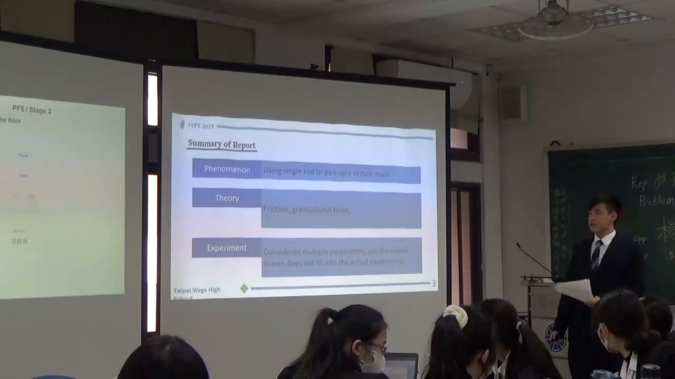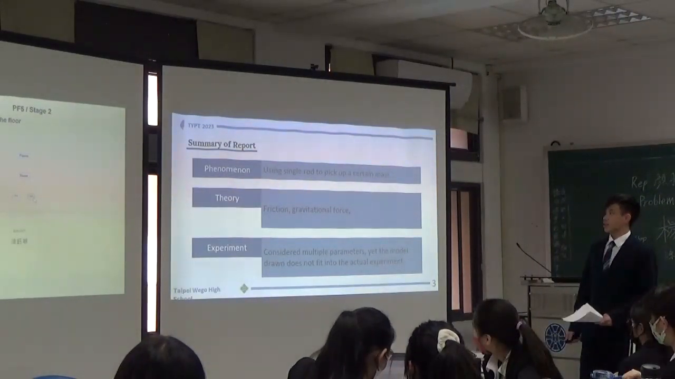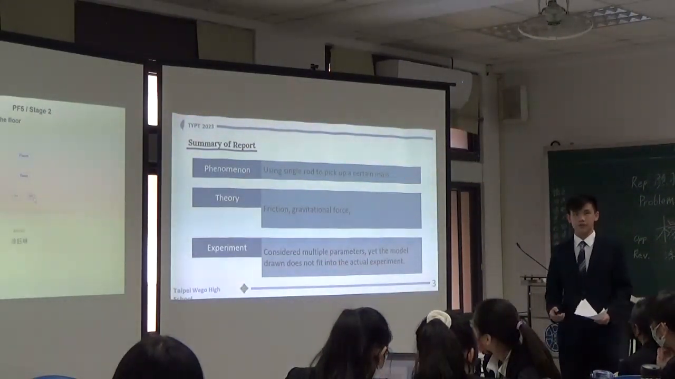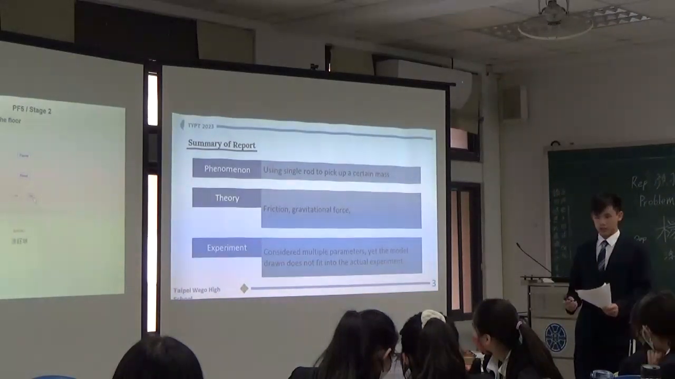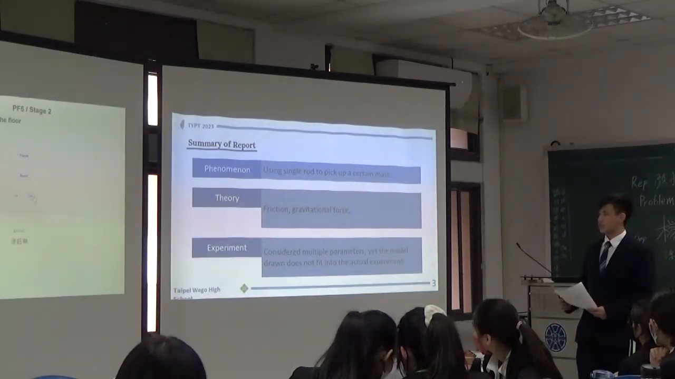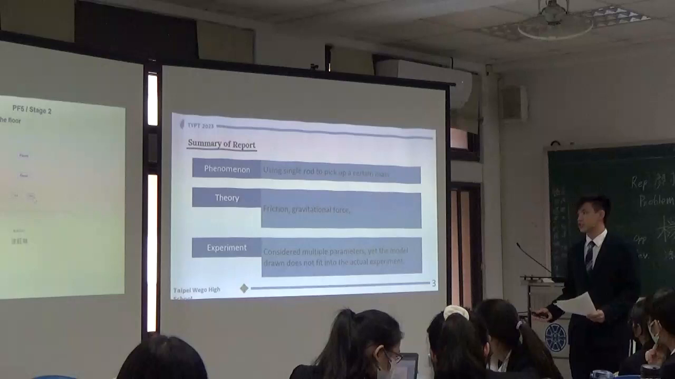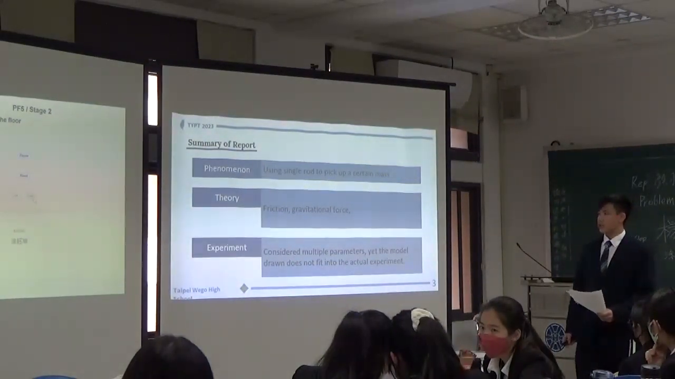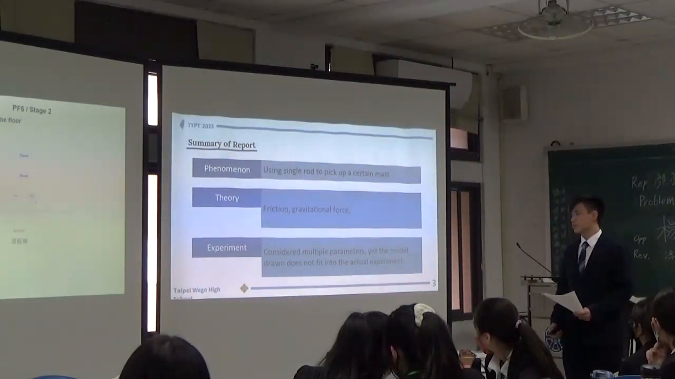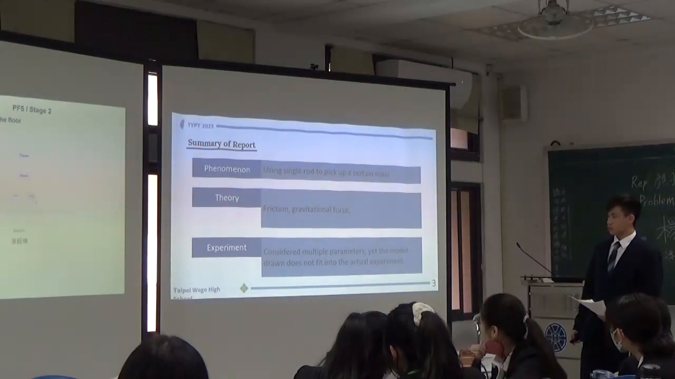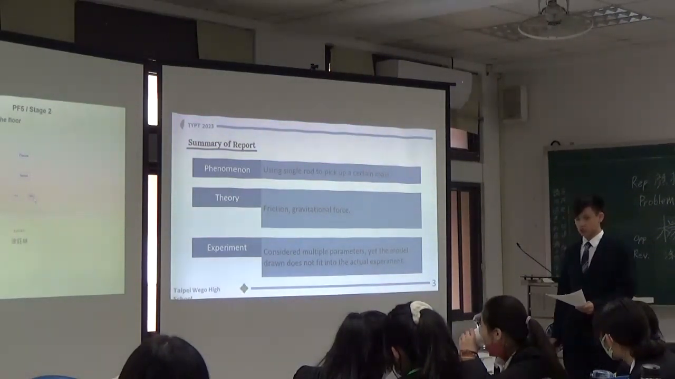And in their phenomenon, they used a single rod to pick up a certain mass of rice and the can. And in the theory, they talked about friction and the gravitational force. And in the experiment, they considered multiple parameters, yet the model drawn does not really fit into the actual experiment.